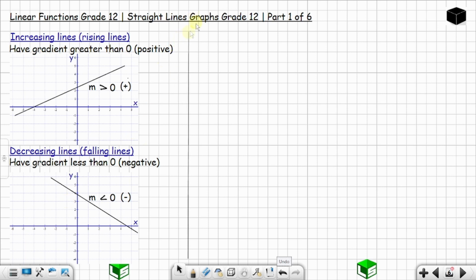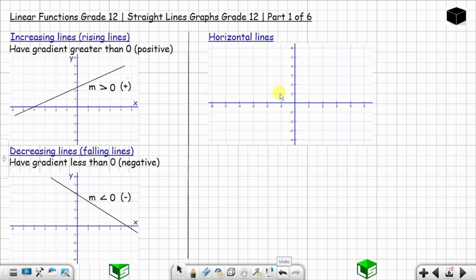And we have horizontal lines, okay? Let's say you have a Cartesian plane, you have your x-axis and you have your y-axis, and you have this horizontal line which is fixed at 4. It is cutting the y-axis at 4, you can see. This is a horizontal line. The gradient of a horizontal line is equal to 0.